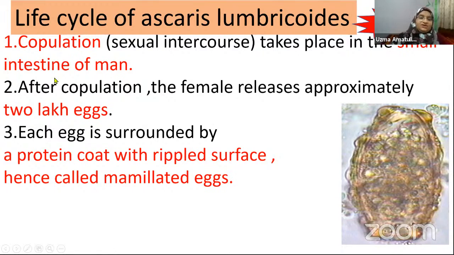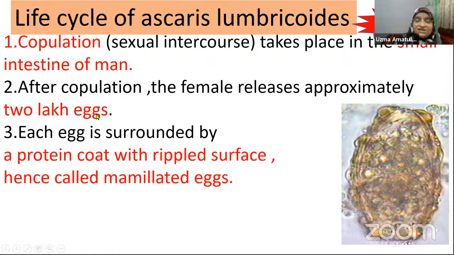Long answer question. Now here, copulation. Copulation means sexual intercourse. The sperms get transferred from the male body to the female body. The sexual intercourse takes place in the small intestine of man. So the adult forms of these worms are there in the small intestine where copulation takes place. Now, after copulation, the female releases approximately 2 lakh eggs.